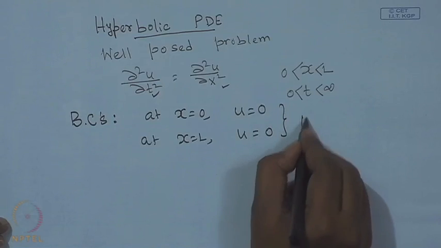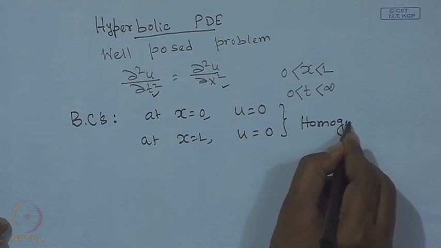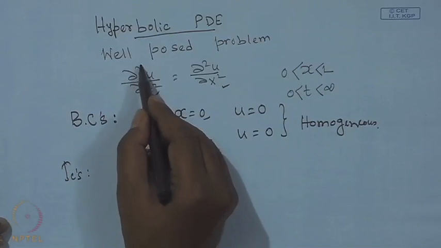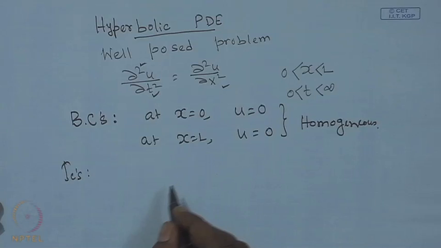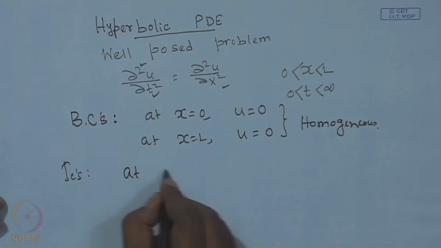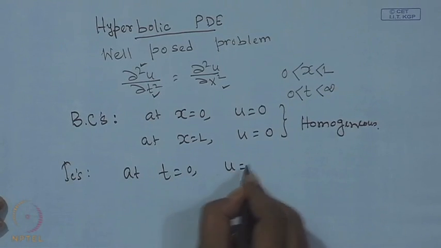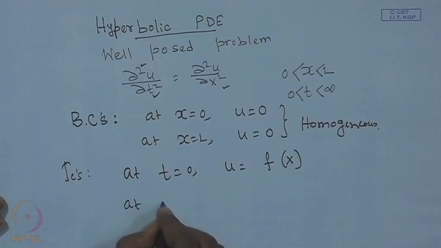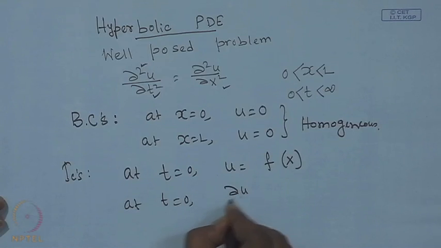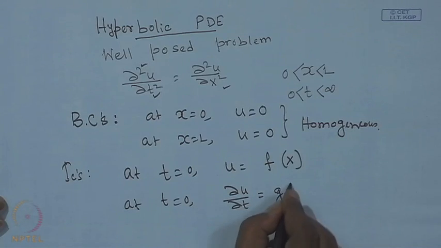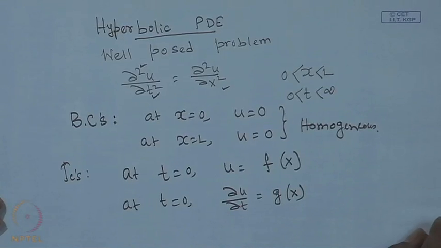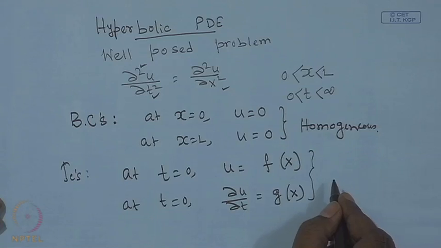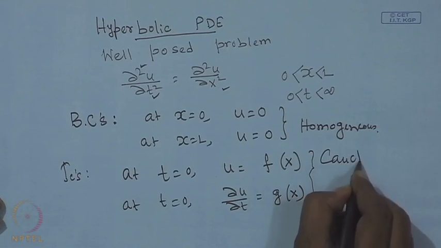So, these boundary conditions are homogeneous, and we require two initial conditions, because the equation is of order 2 with respect to t. So, at t is equal to 0, we define u is equal to some prescribed function of x, and at t is equal to 0, we define del u by del t as some prescribed function of x. Please remember and note that these two conditions are specified on the same boundary. Therefore, they are known as the Cauchy boundary condition.